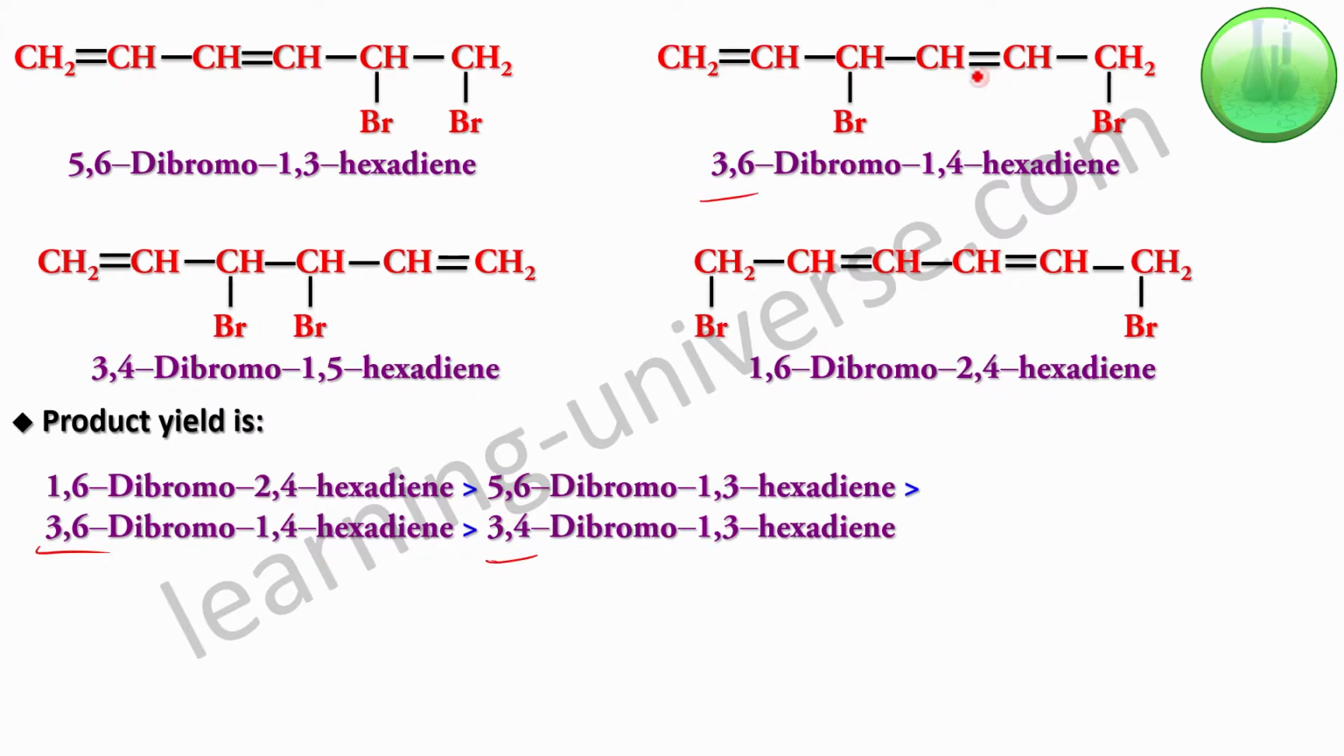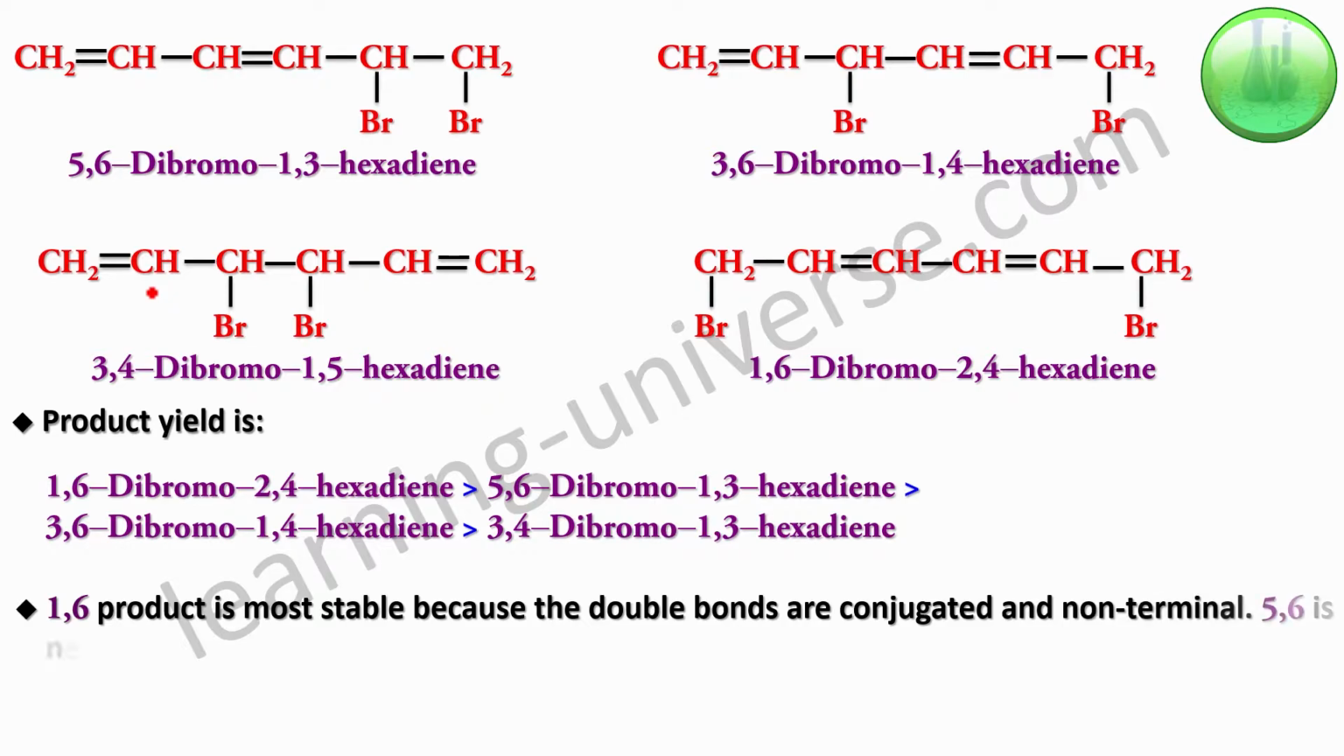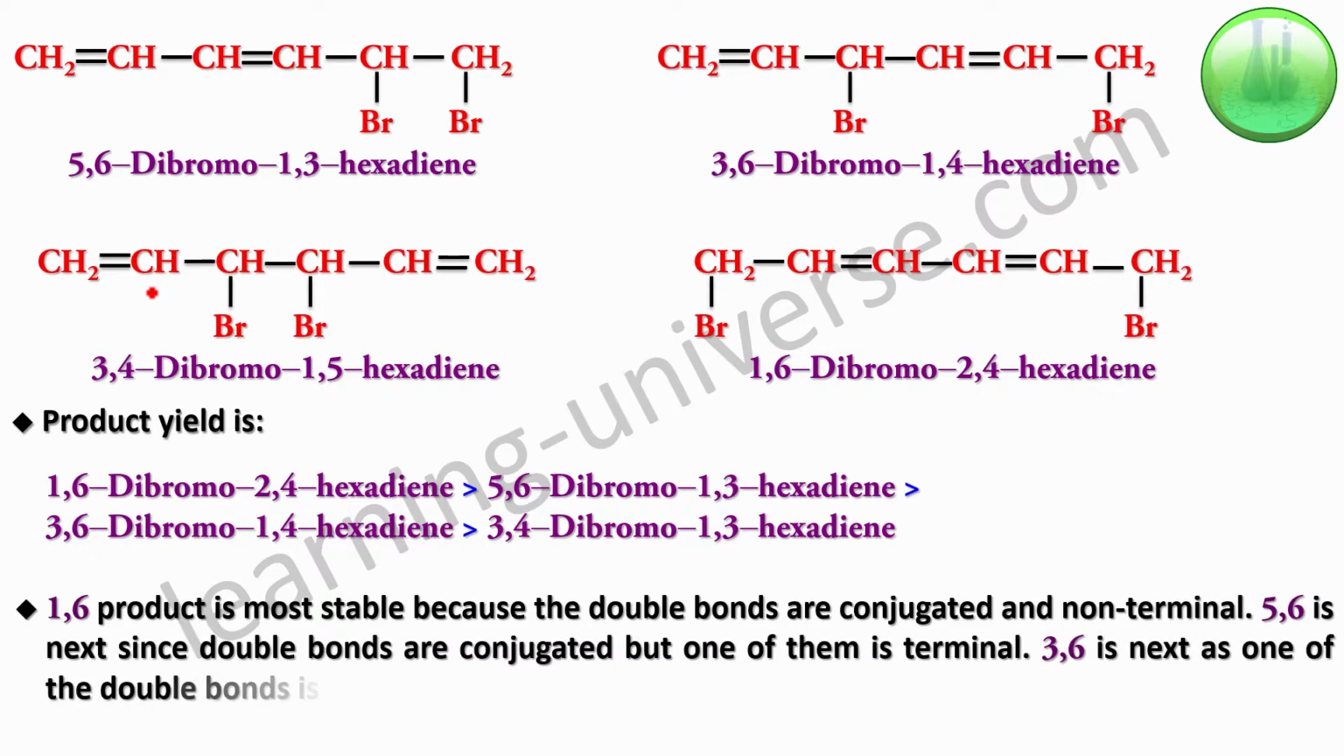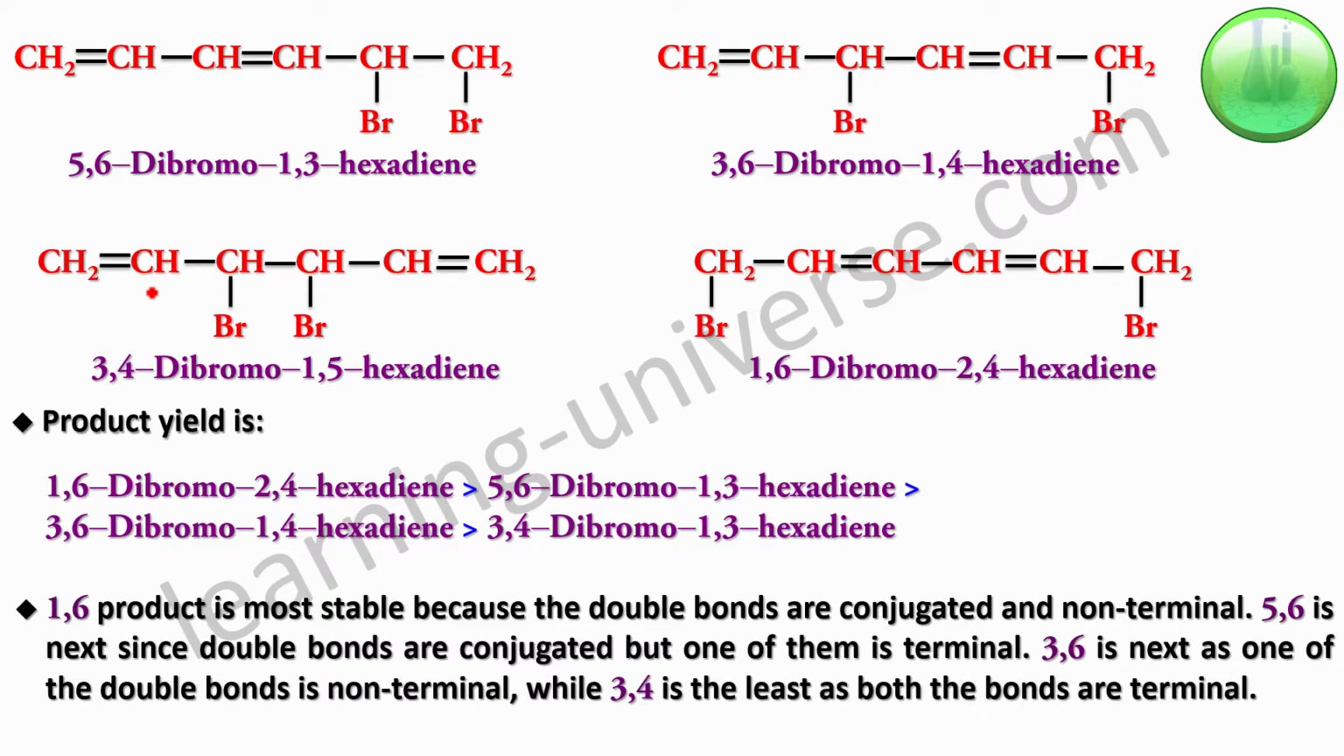In 3,6, at least one double bond is non-terminal. In 3,4, both are terminal. So it is less stable. So the 1,6 product is most stable because the double bonds are conjugated and non-terminal. 5,6 is next since the double bonds are conjugated, but one of them is terminal. 3,6 is next as one of the double bonds is non-terminal, while 3,4 is the least as both are terminal.